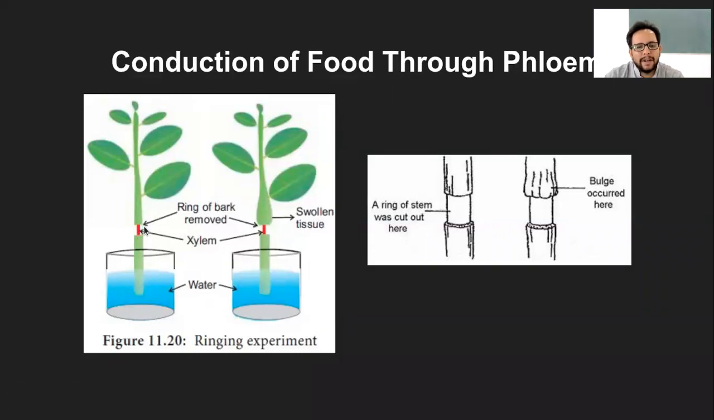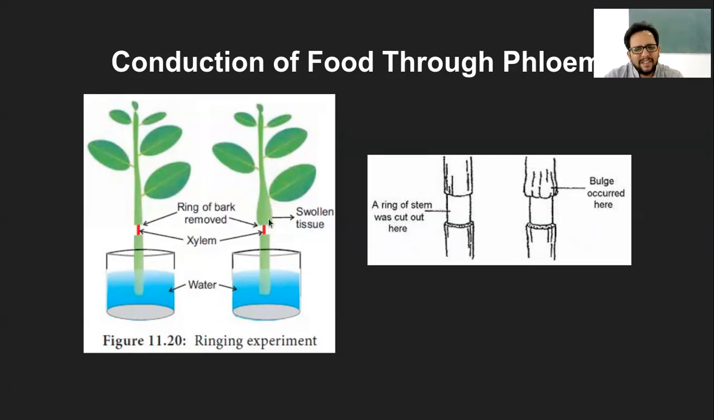Phloem and all the cortex and epidermis tissue will be removed, and you allow the plant to be in the beaker itself, so that the water will get absorbed. The leaves will do a normal function of photosynthesis. It will synthesize the food. The food will be flowing downward, and because the phloem is broken here, it will keep accumulating, and after a few weeks you will see a quite swollen bulb.